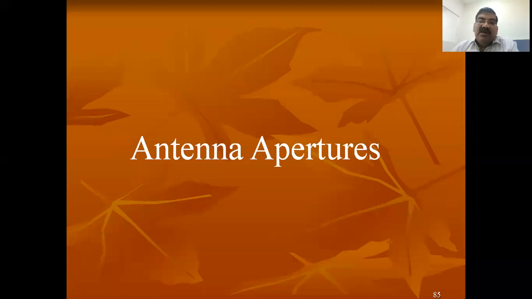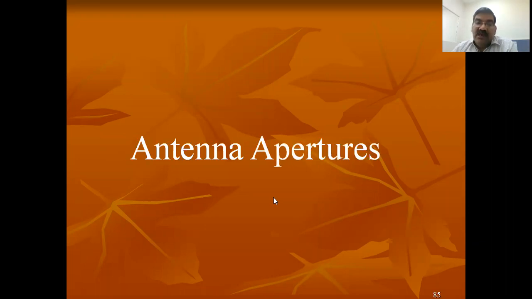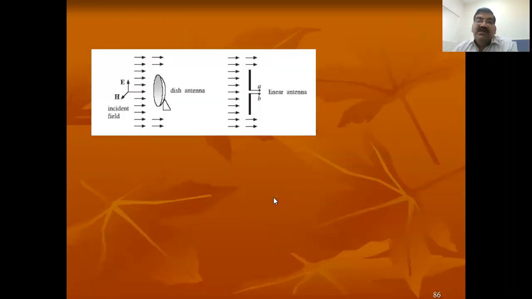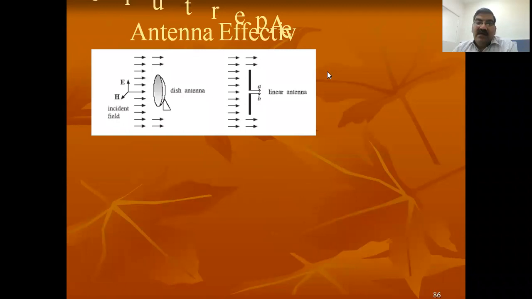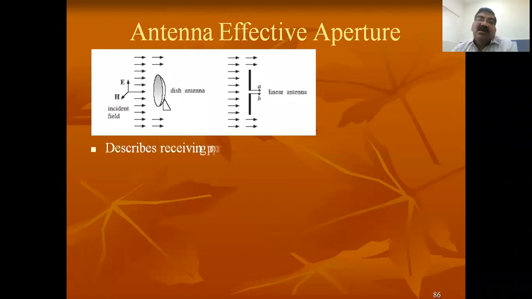Now we will go to the antenna aperture. What is antenna aperture? Antenna aperture has one meaning as the physical dimension of the antenna, and another as the effective aperture. Mainly we are talking about the effective aperture. So what is the aperture? Suppose this is my antenna of this shape. Whatever the area of this is, you can calculate. If this is the antenna, you can calculate the area of this.